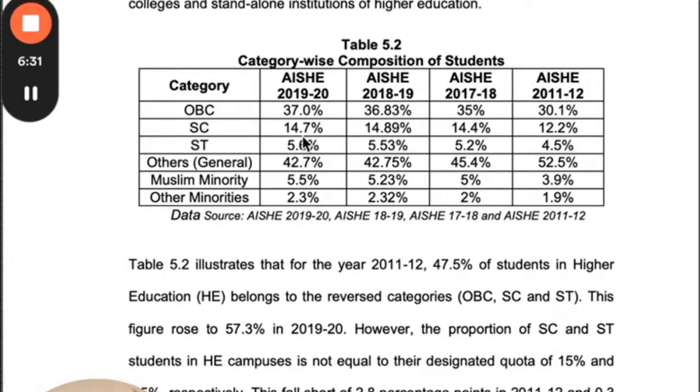But one thing is that in OBCs there is a controversy that it should be much more than 37%, because the OBC population is almost 52% in this country.